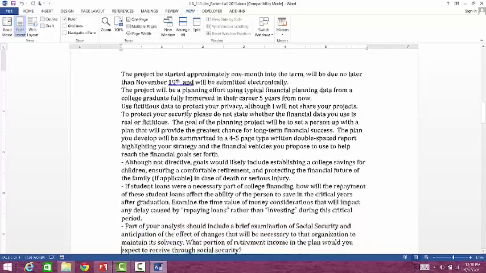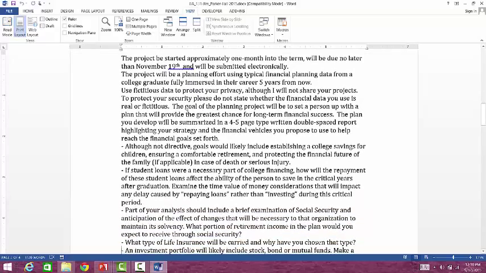But planning effort, you're fully immersed in your career 5 years from now. Use fictitious data, or at least if you're using truthful data, you don't need to spell it out, just for your privacy's sake. And for most of you, you're going to be forecasting in the future anyway, so it's just kind of a guess. You'll use something like, this is what I plan to do. Again, plans change, but anyway, this is what I plan to do.